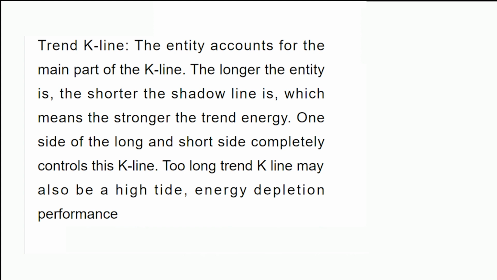So what does the non-trend K-line mean? The non-trend K-line means that the entity of the K-line is small, the shadow line is long, and the shadow line takes up the main part of the K-line, that is, we often say the cross star. In the non-trend K-line, both the long and short parties fail to control the K-line. And they have no dominant power in the K-line, so the price moves in the interval in the K-line.